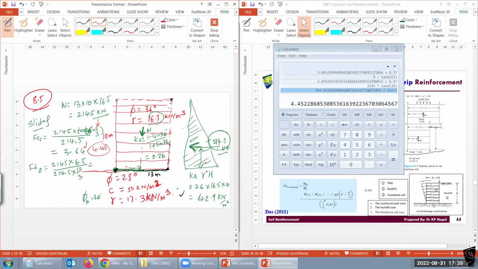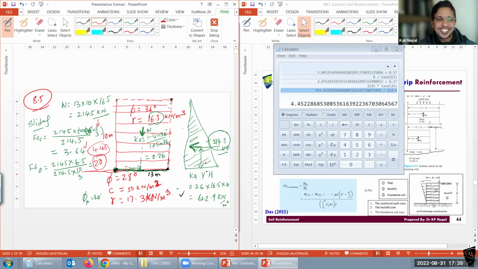It's greater than 19, 19.5. Okay, let's write 20 then. You see how big that is. Of course, this is a 13-meter long wall. It will not overturn for sure. So that makes sense.